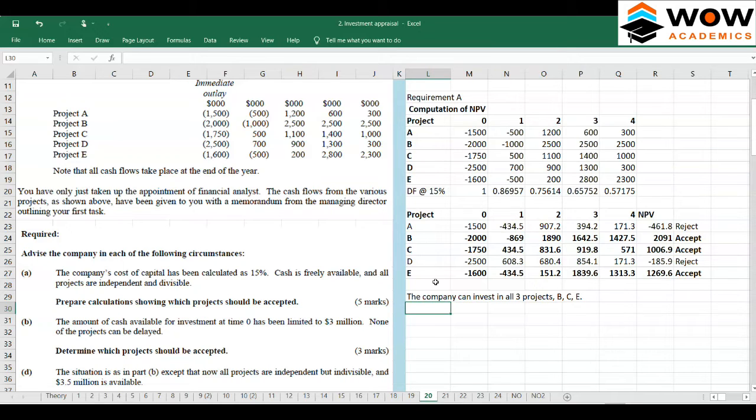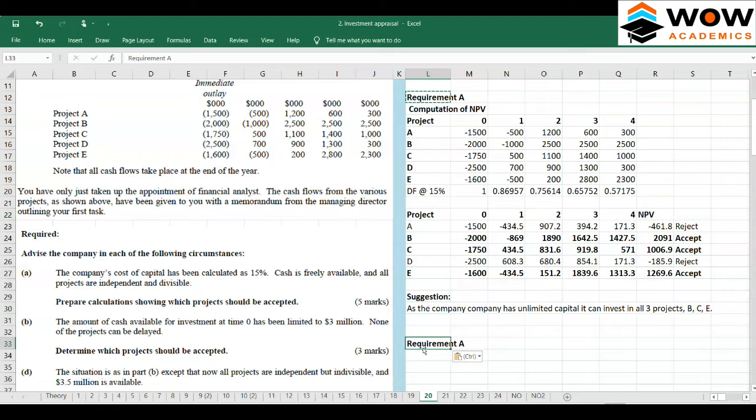So they have unlimited funding. Okay, so we can also put it like this: as the company has unlimited capital, it can invest in all 3 projects. So that's about requirement A. We'll move on to requirement B.